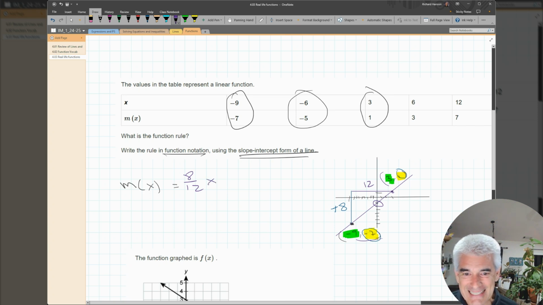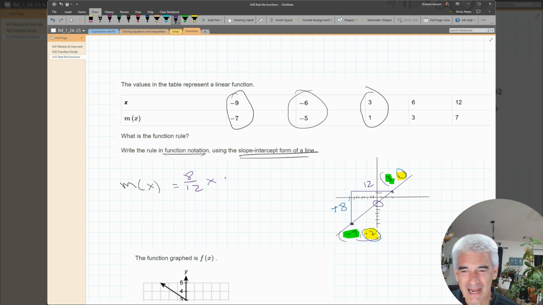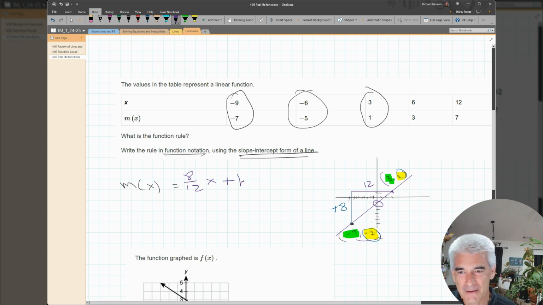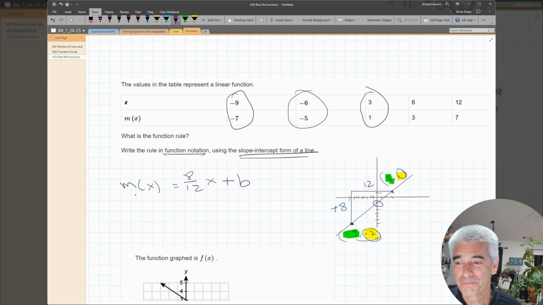And so I'm going to guess it's -1, but let's do this. Let's call it B, because I don't know what it is yet. I just think it's -1, but your drawing is never going to be perfect. And now let's go ahead and calculate what B happens to be.